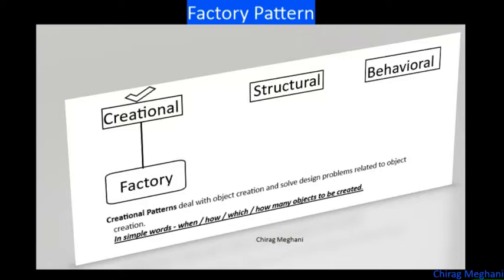Creational patterns mainly deal with object creation. Whatever is related to object creation, how the objects are created, when and how many are created, like singleton. Factory is also one of those, and we'll see how the objects are created in the factory. So let's try to understand the factory with an example.